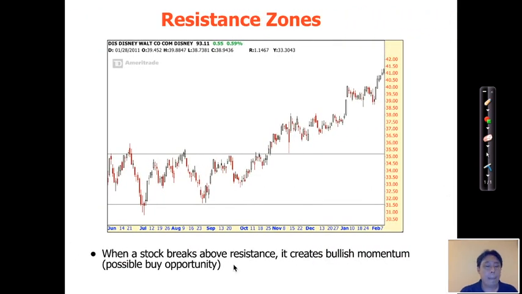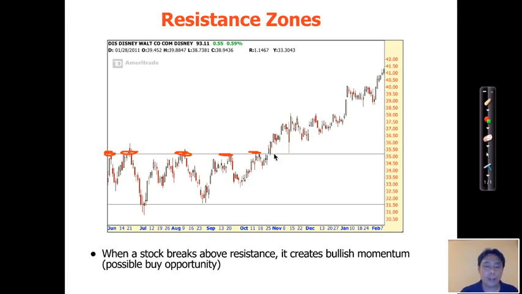Now, next thing, when a stock price is able to eventually break above a resistance level, especially a strong one, it creates bullish momentum. For example, in this case, Walt Disney found very strong resistance at 35.30. So it found resistance, resistance, resistance, resistance. This level was tested 1, 2, 3, 4, 5 times. That's a strong resistance level. And again, the stronger the resistance, the stronger the stock will run if it breaks that resistance level.